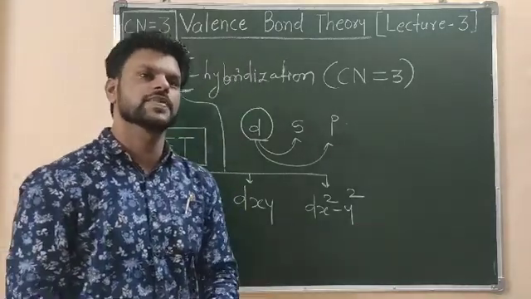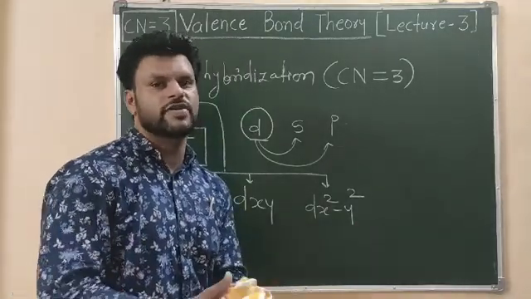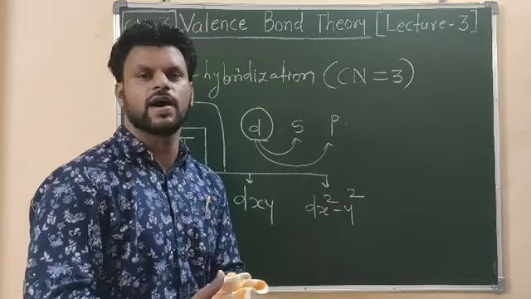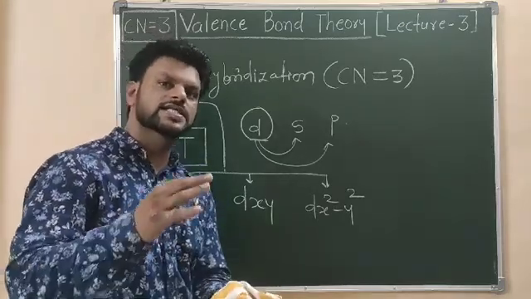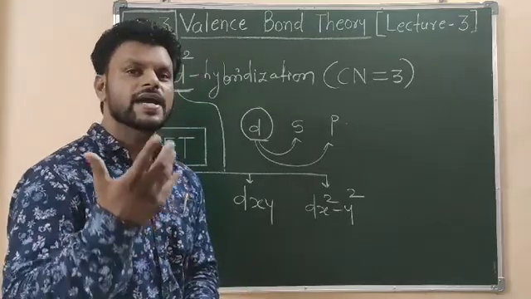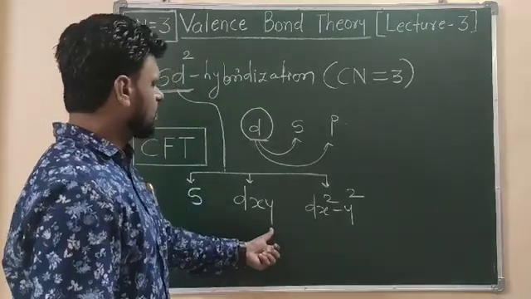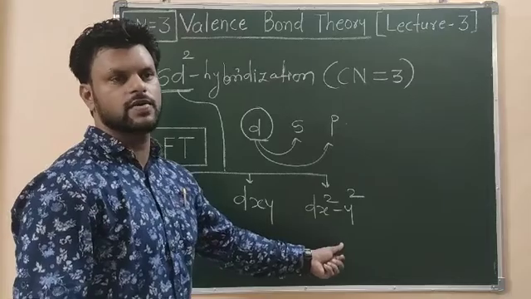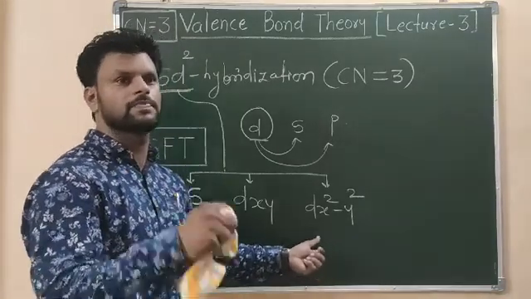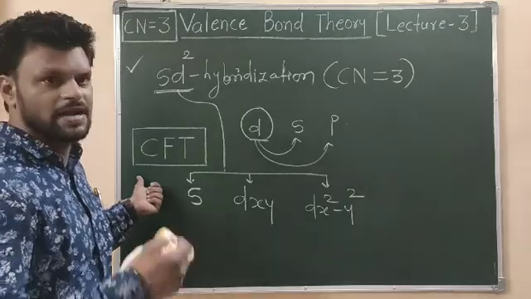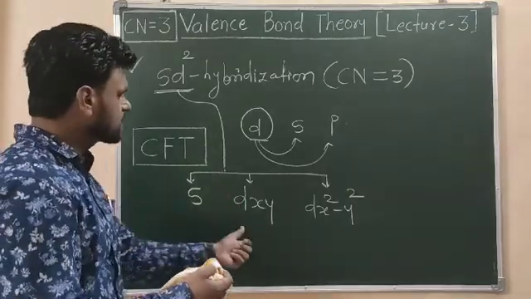The question here is, we have 5 different d orbitals: dxy, dyz, dxz, dz square and dx square minus y square. Why are only dxy and dx square minus y square taking part in this bonding? That can be answered very well by crystal field theory. That part we will discuss later.